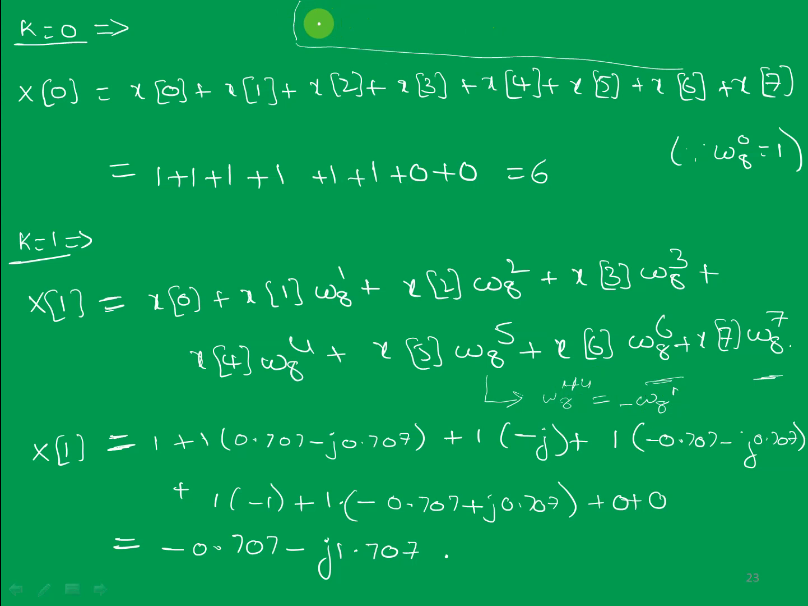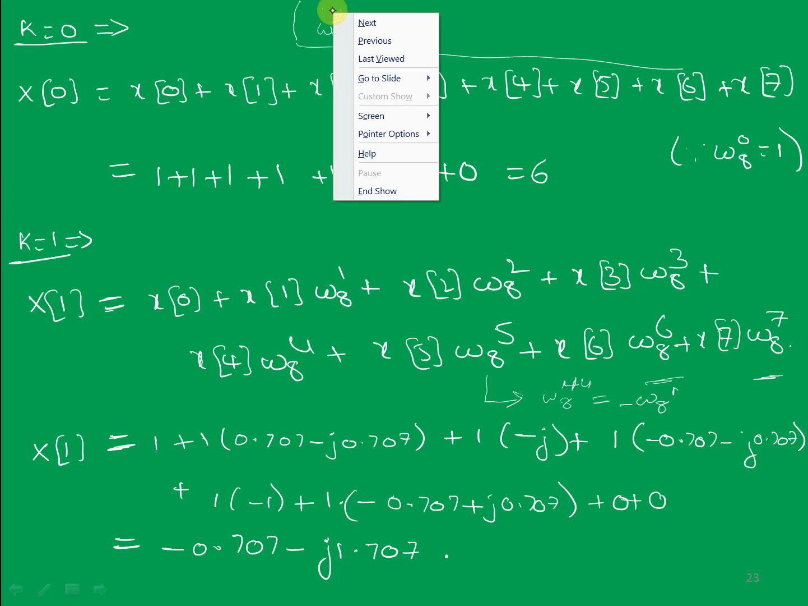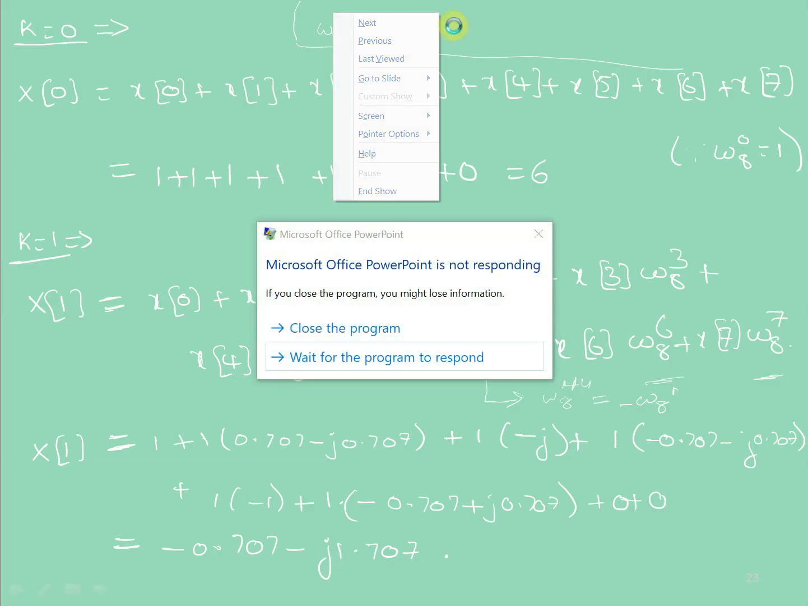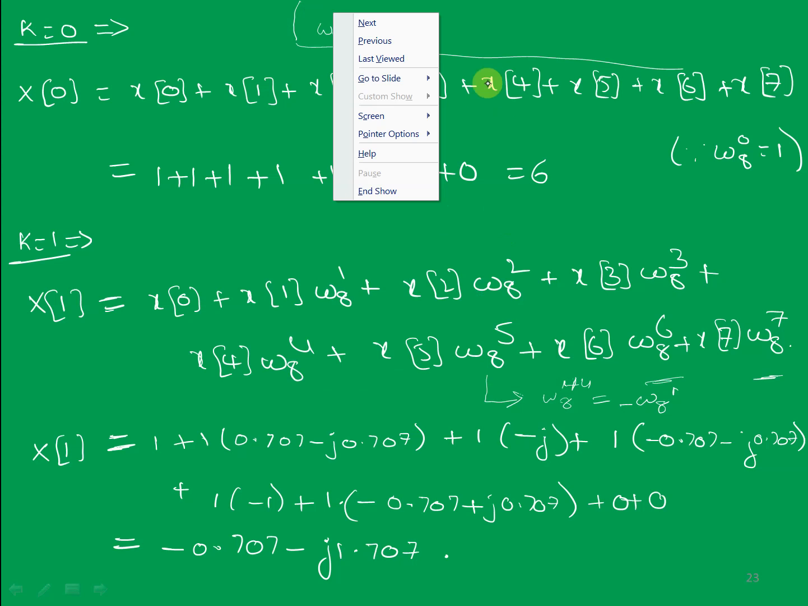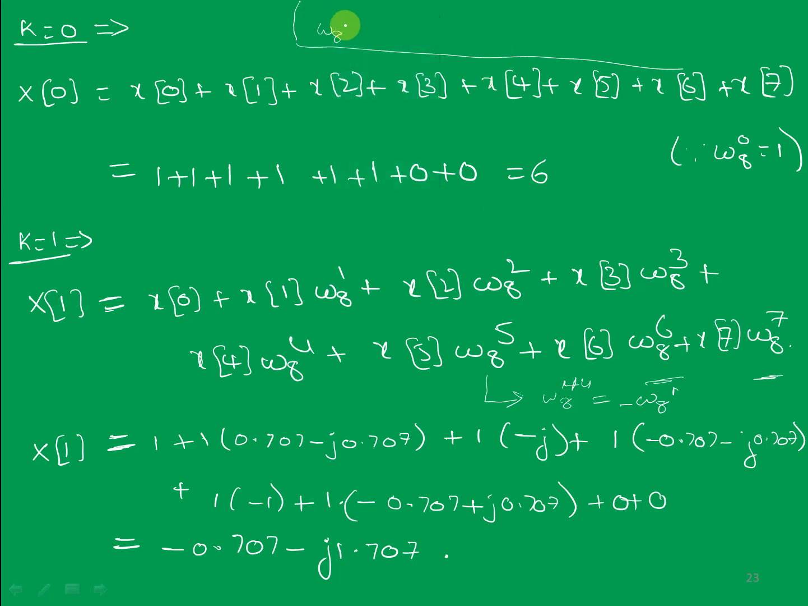periodicity means here W capital N power small n plus capital N, where capital N here is 8 and small n is an integer value. W capital N power small n plus capital N, which is equal to W capital N power small n. So that means W8 power n. This is the periodicity property.